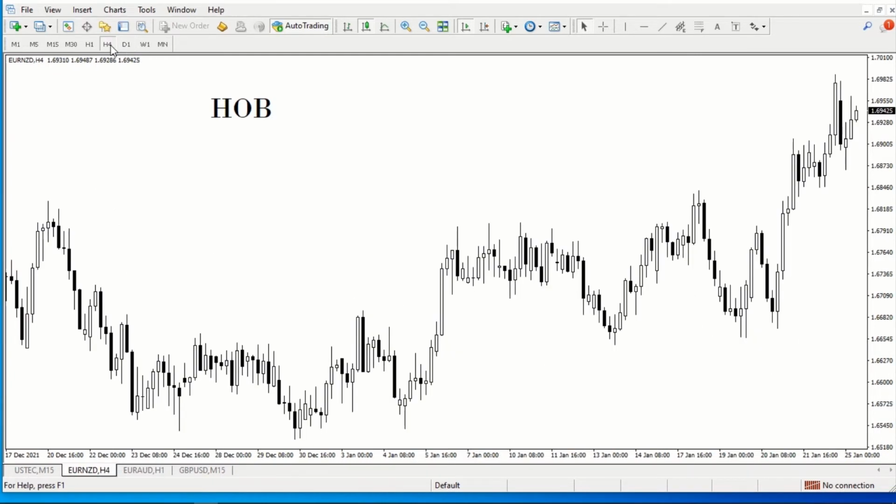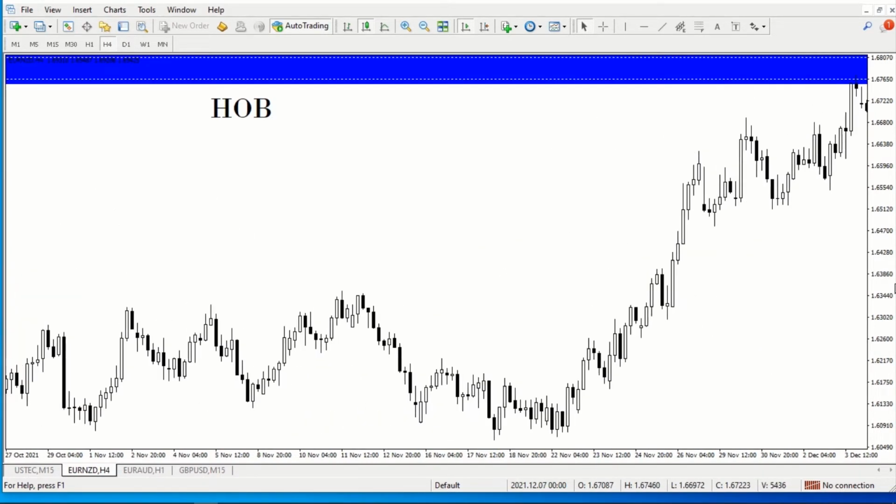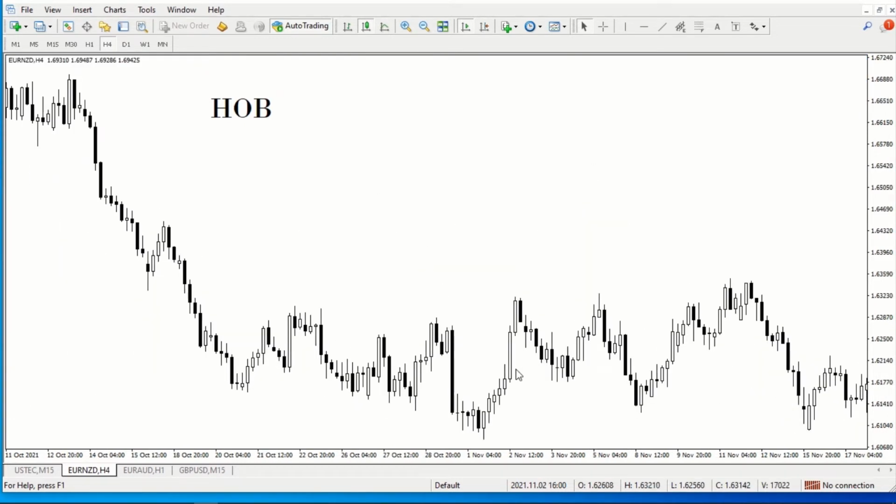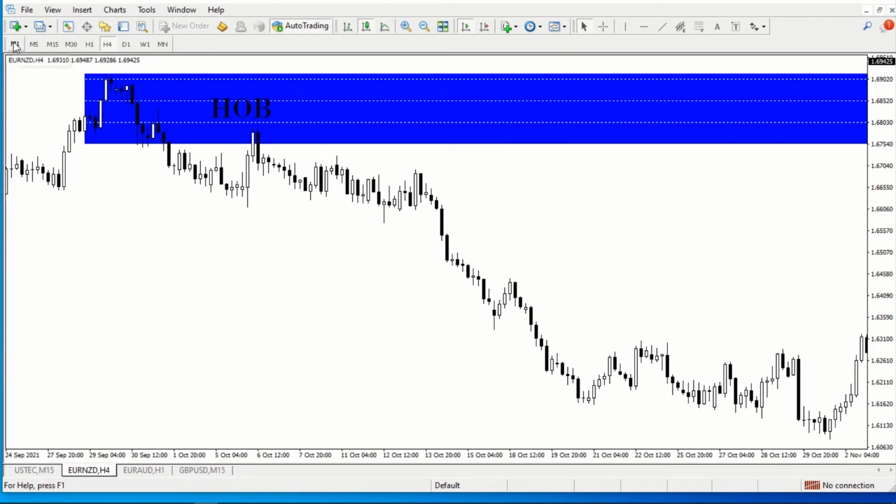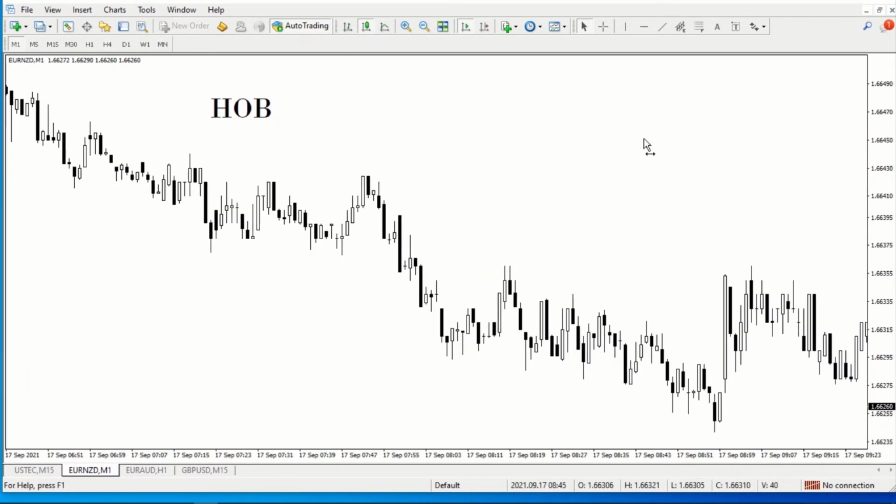And let's go further. On the 4-hour time frame, order blocks are still clear. You have them on the 1-hour too. On the smaller time frames, they are even clearer. Yeah, many. So let's scale into the 1 minute time frame. Yeah, 1 minute time frame.